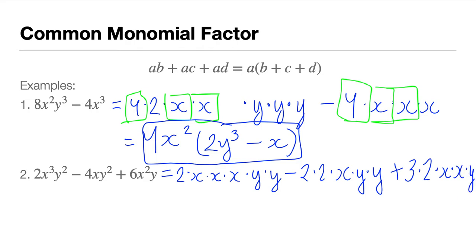Now what we're going to do is find the common monomial factors in each of these terms. We can see that all of them have the common 2 as the coefficient. All of them have x's, so let me take 1 x here.